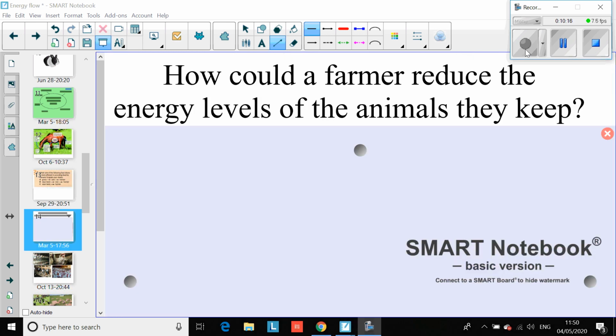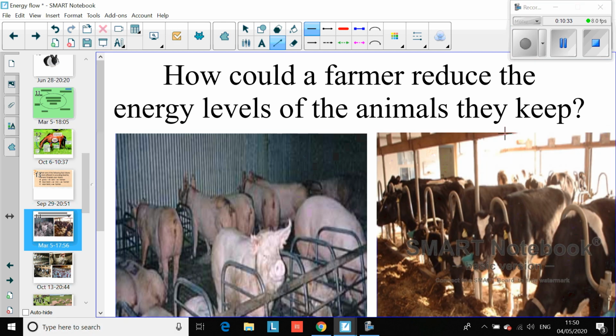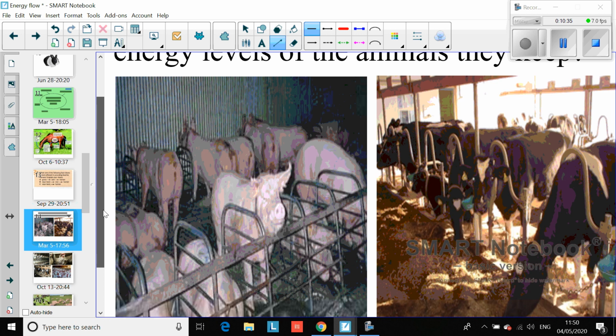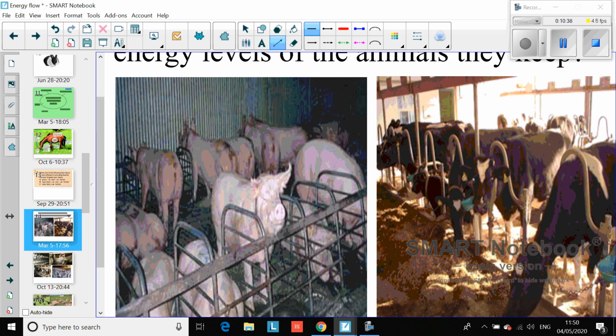Now, one of the controversial things about energy in farming is how farmers could reduce the levels of energy for the animals they keep. Unfortunately, one way is to confine the animals so they don't move around. So, for example, pigs can be kept in pens like this, cows can be kept like this and just fed the straw. Now, some of you are probably already thinking, well, that's rather cruel. And you'd be right, there is a big ethical issue.